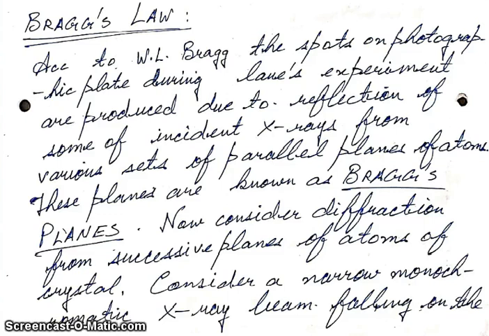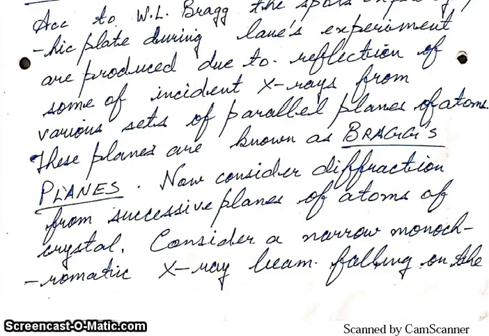So these parallel planes of atoms are called Bragg's planes in the crystal structure. Now consider diffraction from a successive plane of atoms. You know what diffraction is: the bending of light around the corners of an object is called diffraction. Now consider diffraction from successive planes of atoms of a crystal.